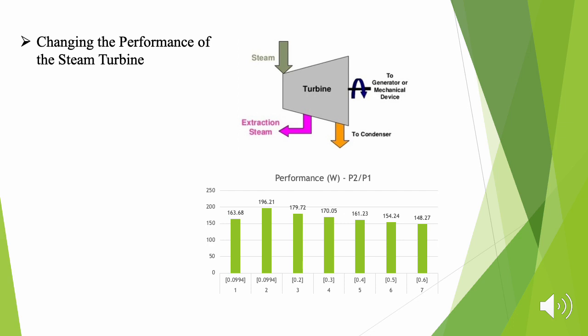And by choosing the best pressure ratio, which is 0.0994, we can have the best performance and the best working rate. And also by doing this, we can achieve lower maintenance cost related to steam turbine blades. We can protect the steam turbine blades by choosing the best pressure ratio.